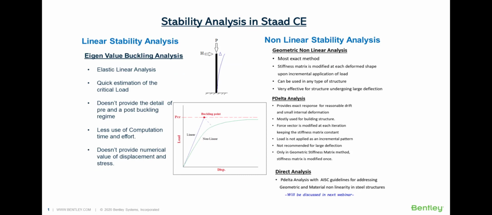Let's see the various stability analysis capabilities. Essentially, we have defined them under two categories. First is the linear stability analysis, or the eigenvalue analysis. Second is nonlinear stability analysis. The linear stability analysis, which we also call the eigenvalue buckling analysis, has a few benefits as well as drawbacks. This is just a mathematical way to determine the instability point by solving the eigenvalue problem. It is an elastic linear analysis which gives you a quick estimation of the critical load, and it doesn't provide you the detail of any pre and post buckling regime.